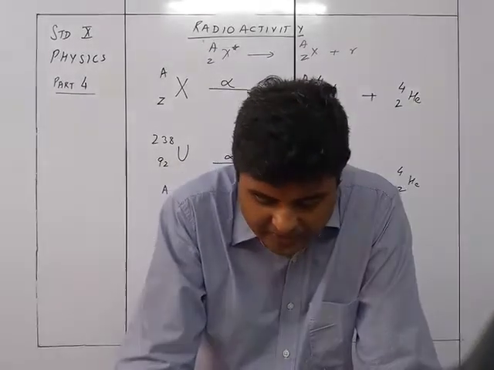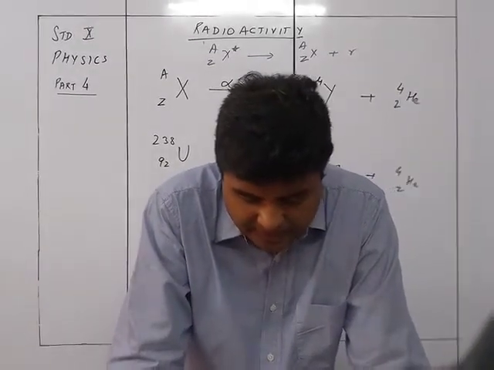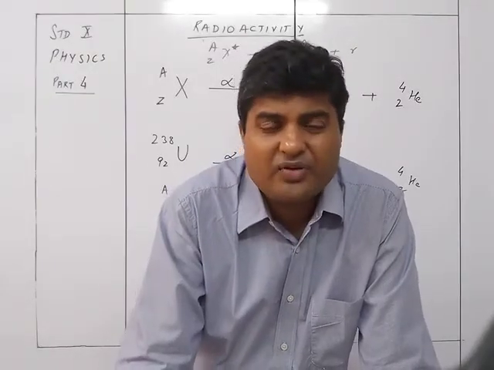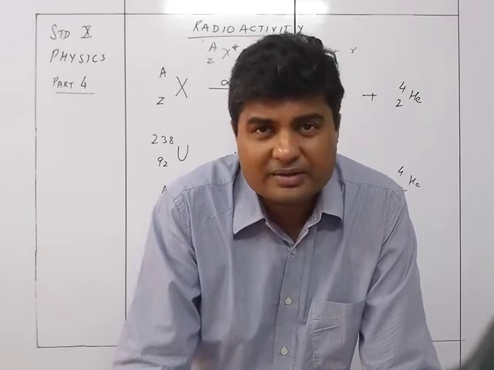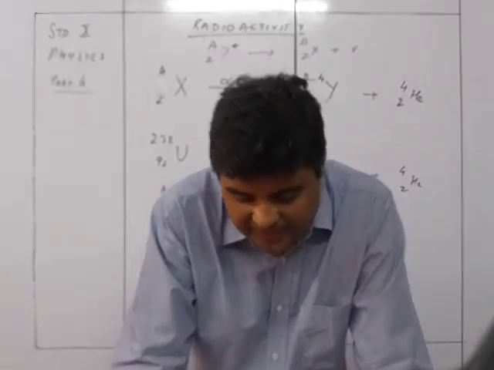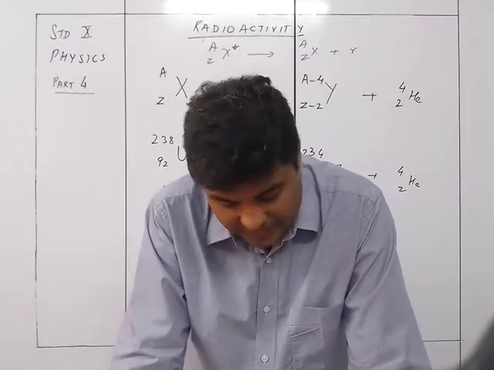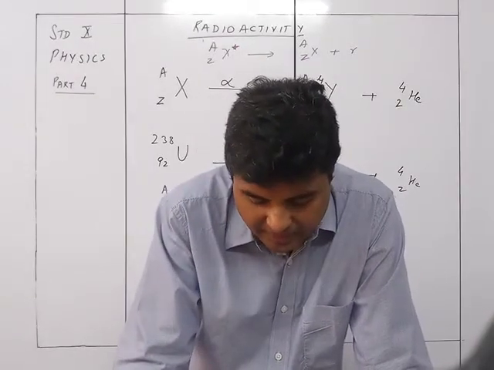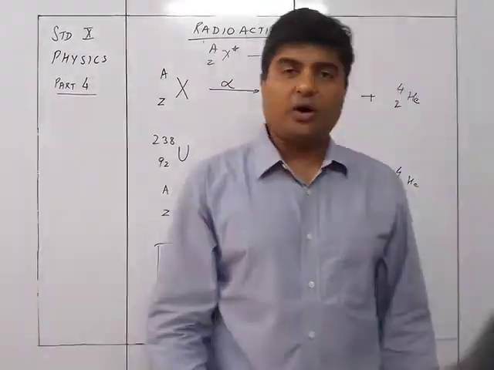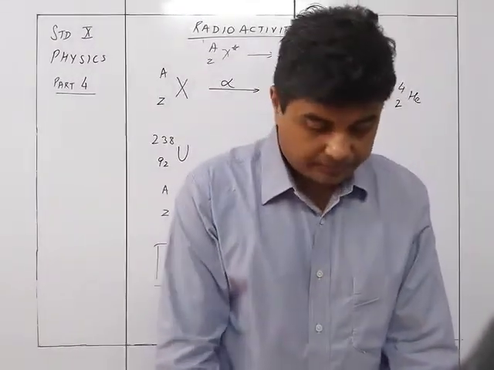In a single radioactive decay, alpha and beta particles are never emitted simultaneously. It will never happen that alpha and beta both are emitted together. It will be either of them, which can be accompanied by a gamma emission. Gamma can occur with both alpha or beta emission.